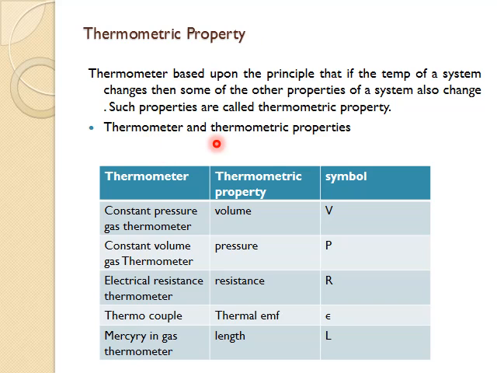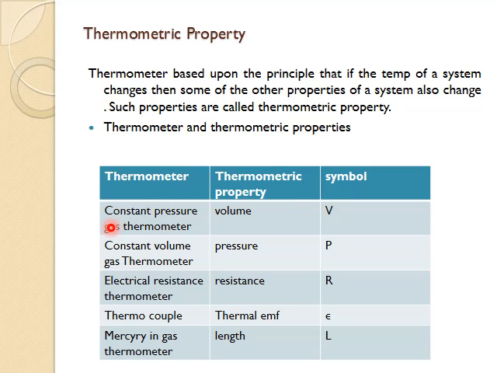Okay. There are many thermometers and thermometric properties, and they are given here. So let us have a look at that. In this column we have a number of thermometers. We have a wide variety of thermometers which we use in physics as well as in engineering applications. The properties are given here along with symbols. So let us go one by one. The first thermometer is the constant pressure gas thermometer. In a constant pressure gas thermometer, we use volume as the thermometric property. We represent the symbol as V.